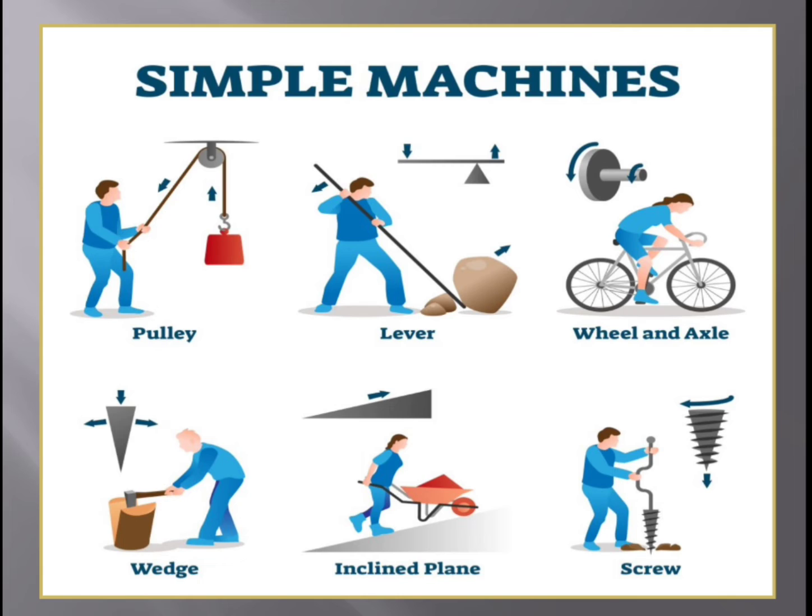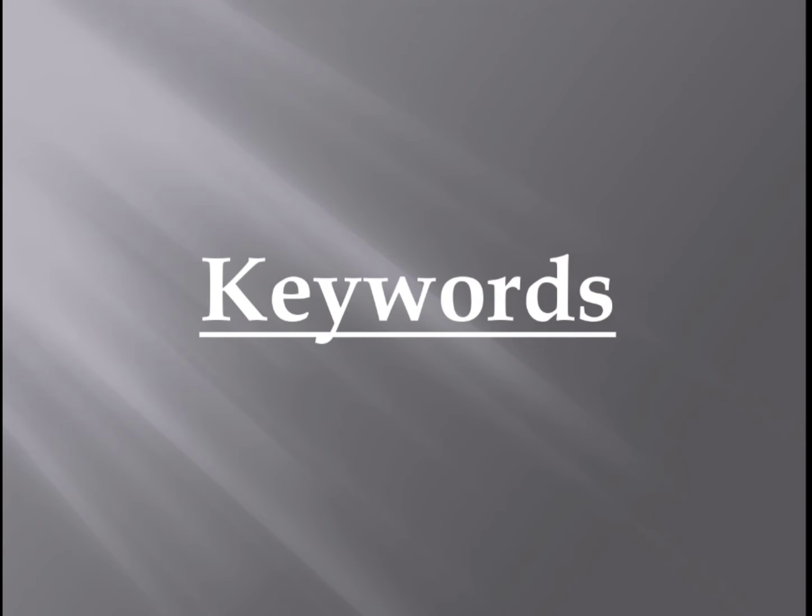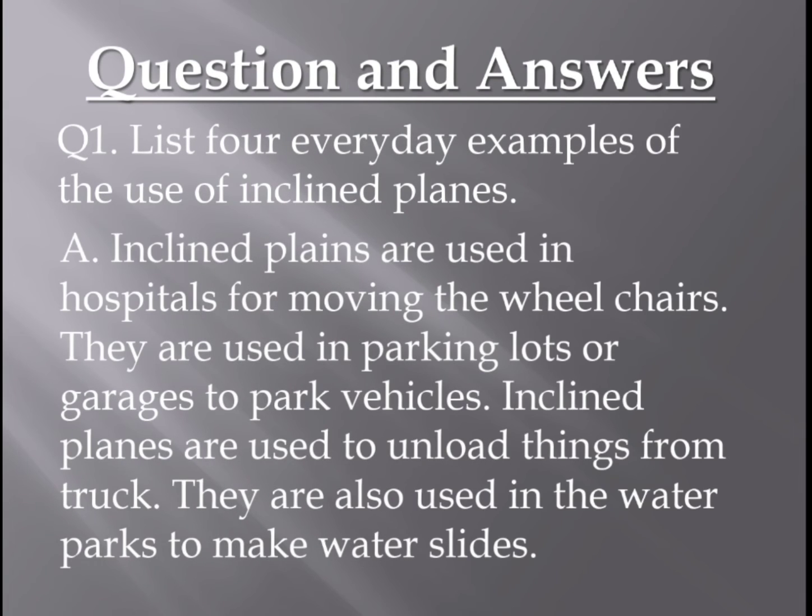Okay, children. So this is about the different simple machines which we use in our day-to-day life. These are a few. There are many more also. For this topic, I have given a few keywords in your daily schedule. Please learn them and write them in your classwork. And also read the content book, page numbers 118, 119, and 120. If you find any word difficult for you, you can include that also and underline the keywords in your content book. Okay, now coming to your question answers, list four everyday examples of the use of inclined planes.